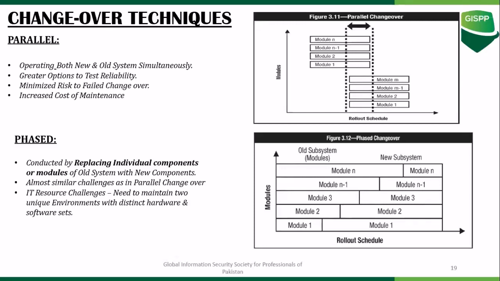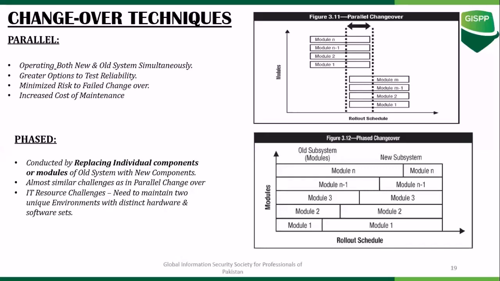So how do you roll them out? What are the changeover techniques? That is something that I'm going to discuss as the last part of this domain. You have three approaches basically. One is the parallel approach, in which you have both the new and the old systems running simultaneously. So you can have your new system handling 30% of the traffic and your old system handling 70% of the traffic. It provides you greater reliability to test the new system, and once you are sure that your system is running as per your expectations, you can start transferring the traffic gradually.